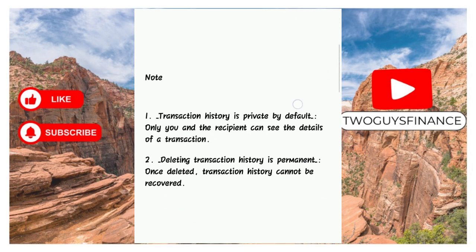So, the first thing you need to note is transaction history is private by default. Only you and the recipient can see this transaction, so no one else is gonna have any idea what's going on. The second is deleting transaction history is permanent. All right, once you delete it, you're not going to have any records, no backups anywhere. So if you want to have a backup for it, you got to take notes, because once you delete it, it's gone. You can't do that anymore, so you got to think twice.